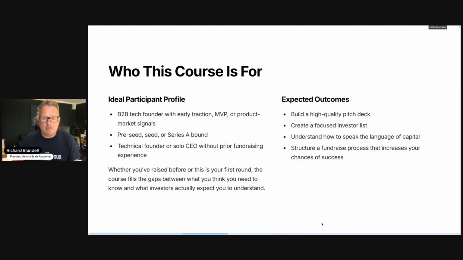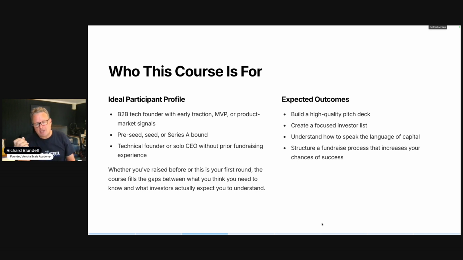Well, the ideal profile of a participant, as we said at the start, is a B2B tech founder. You've got early traction. You've built an MVP. You're getting product market fit signals. We're going to look at all of that terminology very early on in this course, so you understand what we mean by that. You could be pre-seed, seed, or even Series A bound. And as we say, this is for a technical founder or maybe a solo CEO. Maybe you haven't got prior fundraising experience, but even if you've raised before, we do believe that this course will fill the gaps between what you think you need to know and what investors actually expect you to understand.